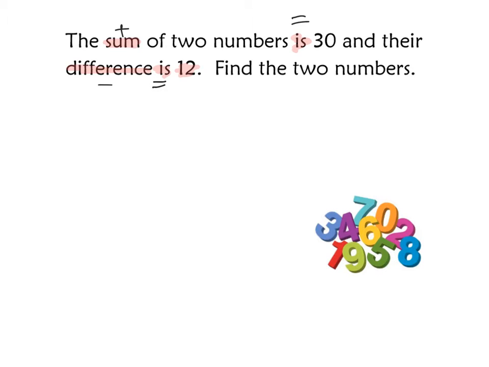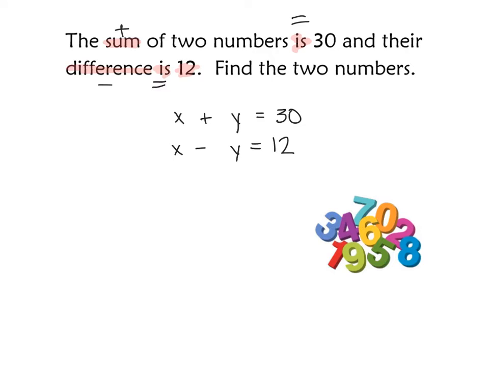So right now I have two numbers. I don't know what the numbers are, so I want to use variables, and I might just use x and y. Rereading the first sentence, it says the sum of two numbers is 30. So if I add the two numbers together, my total is 30. The second sentence says their difference is 12. So again, I'm going to use x and y. I don't know the numbers. If I subtract them, I get 12.